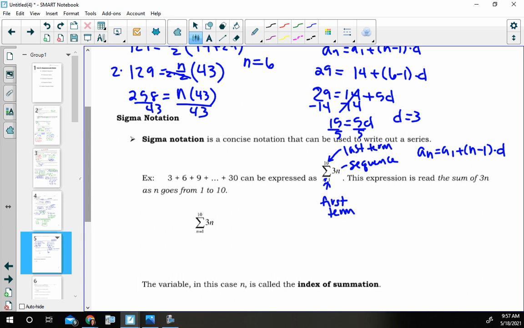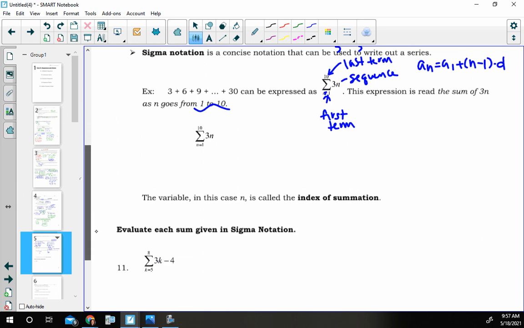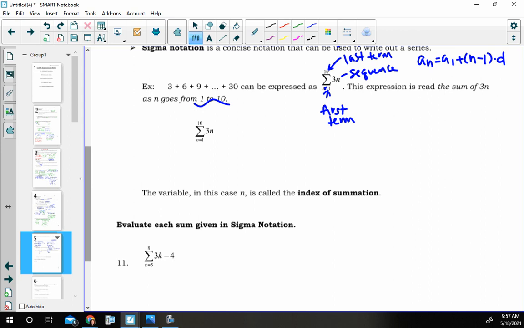The expression is read, the sum of 3n as n goes from 1 to 10. That's why, when it says 1 to 10, that 1 represents what we plug in for our first term, and the 10 represents our last term. The variable in this case, n, is called the index of the summation. So evaluate each sum given the sigma notation.